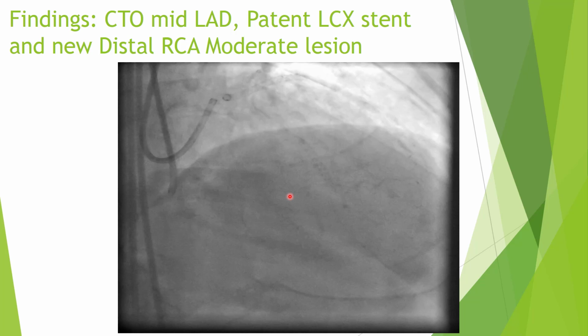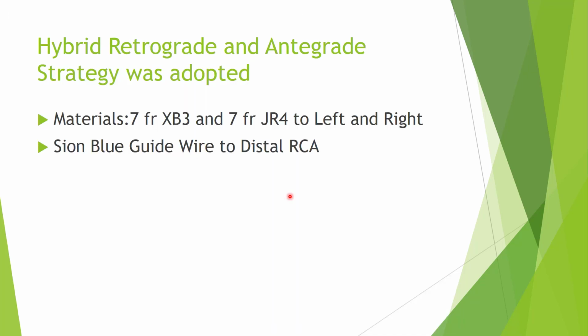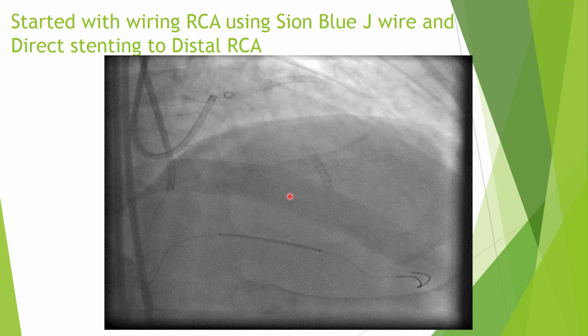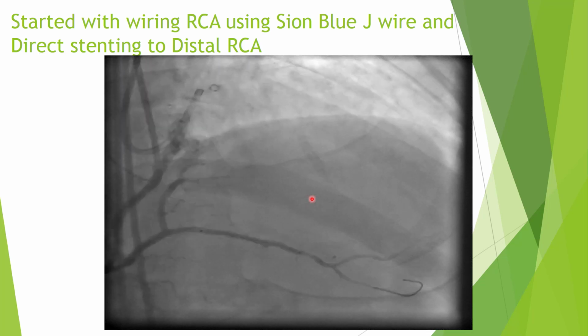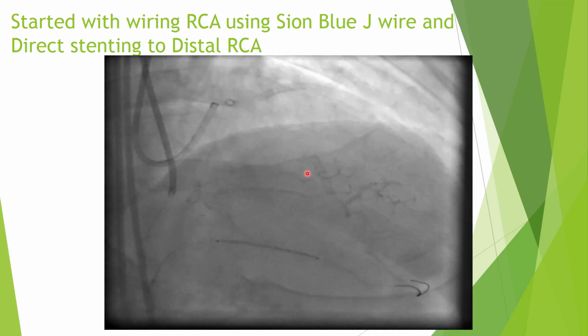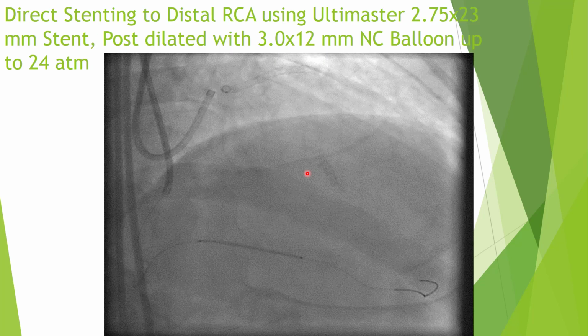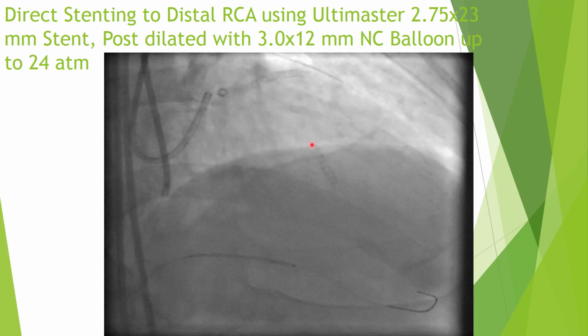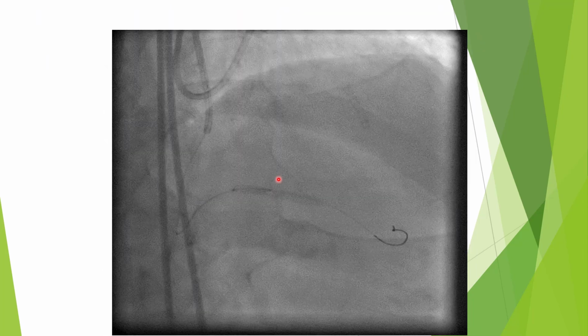This is the material, and then I elected to go through the right coronary artery using a Sion Blue guide wire. And the first step is to make sure that I do not damage the RCA any more because it's a donor vessel. So I ended up doing a direct stenting. Anyway, stent was positioned, post dilated.